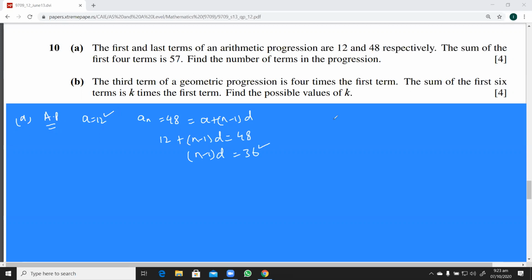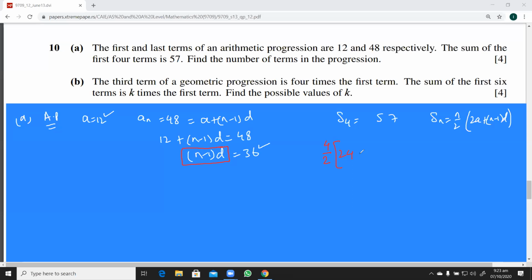The sum of the first four terms is 57. So S4 is 57. Now the formula for Sn is n over 2 into 2a plus n minus 1 into d. So S4 is 57, and I'm going to say that this n is 4. So 4 over 2 into 2a, that is 24, and I have this n minus 1 into d with me, that is 36.